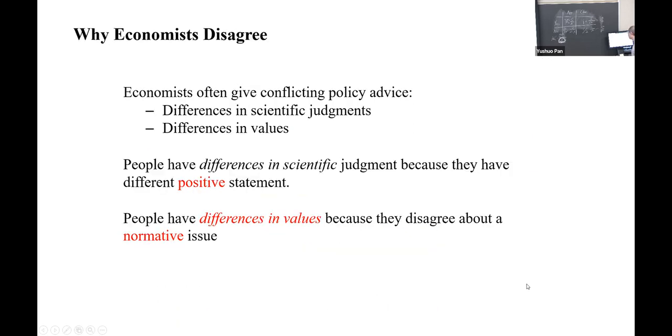Why do economists disagree? Economists often give conflicting policy advice, just because it's based on differences in scientific judgment or different values. If economists have different scientific judgment, it's easier to solve because you can just test which one is correct. But if economists have different values, like we should do that, this one is better than the other one, we cannot test that. That is the reason why economists disagree with each other, because your opinion cannot be tested.